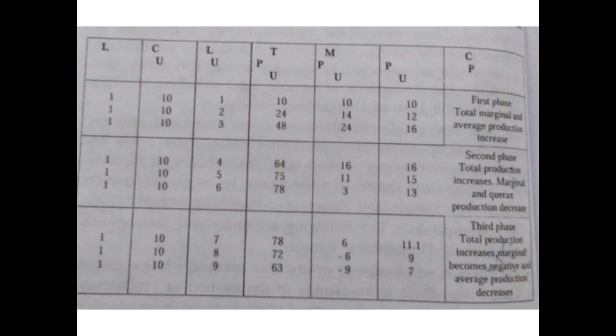Now what happens in the third phase? Total production is also decreasing. At the same time, marginal production is now becoming zero because it was already decreasing in the second phase. And then it becomes negative, and average production is also continuing to decrease. So, from the above mentioned trends of production, it can be said that from the second phase, the law of diminishing returns becomes operative. In the second phase itself, we can see that it is now decreasing at a decreasing rate.